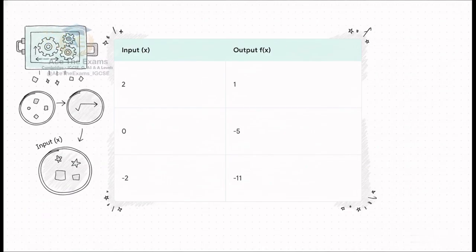Drop in a 0. 3 times 0 is 0, minus 5 is negative 5. Drop in a negative 2. 3 times negative 2 is negative 6, minus 5 gives us negative 11. Predictable, reliable, and perfectly consistent. By showing every step, from the substitution to the final output, you are securing every single available mark.